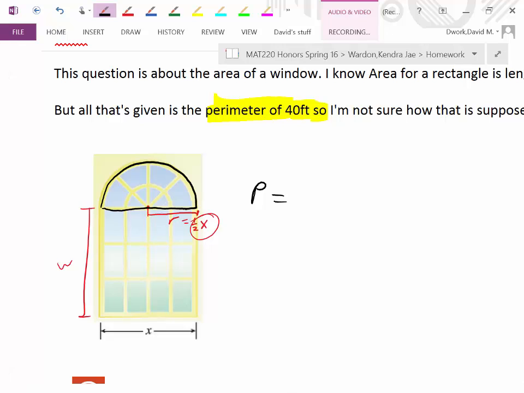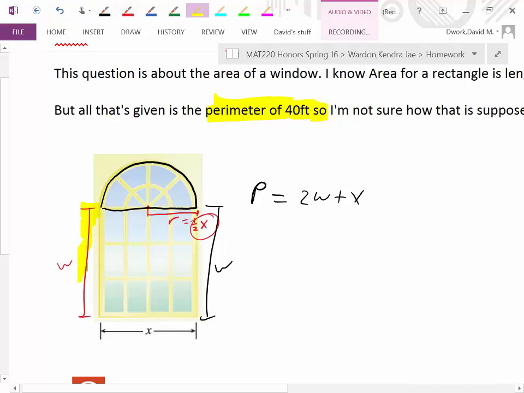Otherwise, here we go. The perimeter is going to be, let's see, width. There's two widths, so we're going to have two w's plus an x. That would take care of the rectangle. That would take care of going around here, then around this side. Now the perimeter doesn't go across the middle to finish the rectangle, so we're done with the rectangle. Now we just need the other part. We need the circle part.